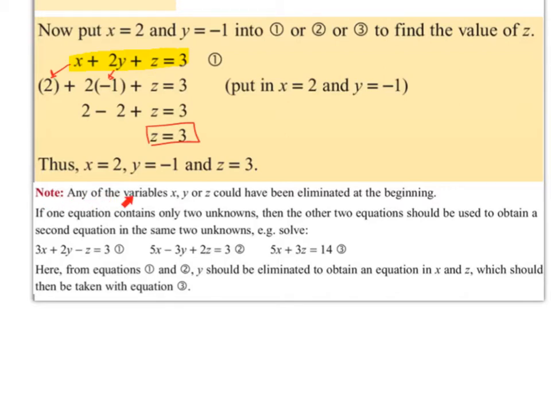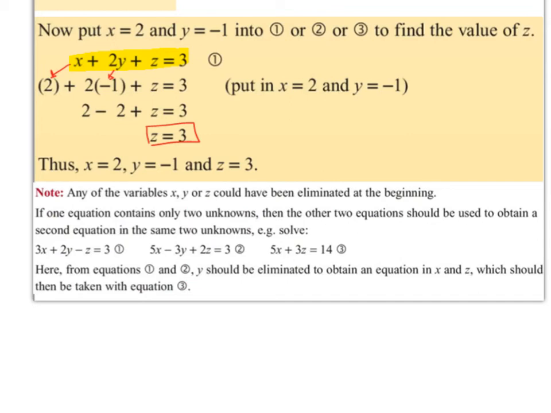Note, any of the variables x, y, or z could have been eliminated at the beginning. If one equation contains only 2 unknowns, then the other 2 equations should be used to obtain a second equation in the same 2 unknowns. So, for example, if you were asked to solve for 3x plus 2y minus z equals 3, 5x minus 3y plus 2z is equal to 3, and 5x plus 3z is equal to 14. Here, from equations 1 and 2, y should be eliminated to obtain an equation in x and z, which should then be taken with equation 3.